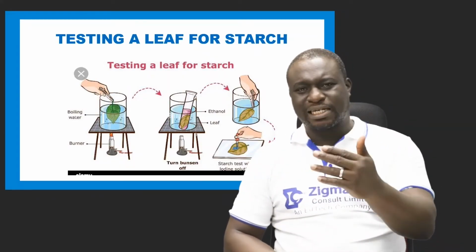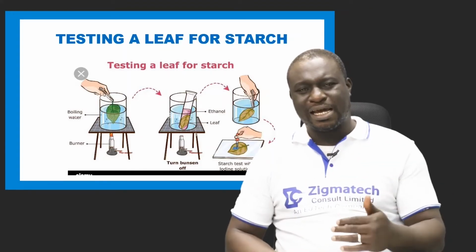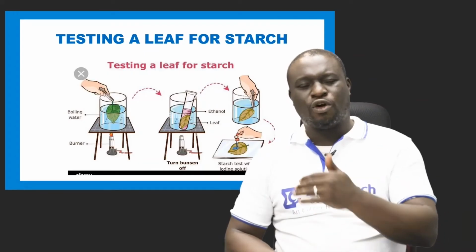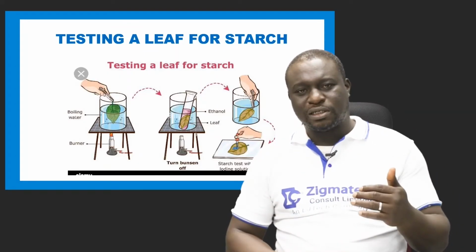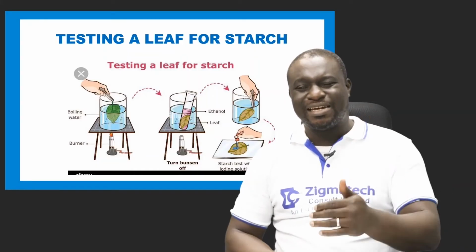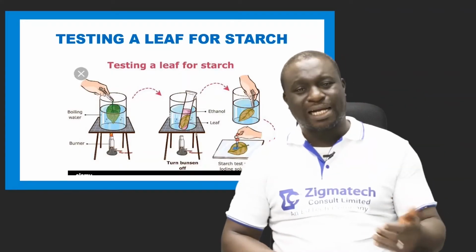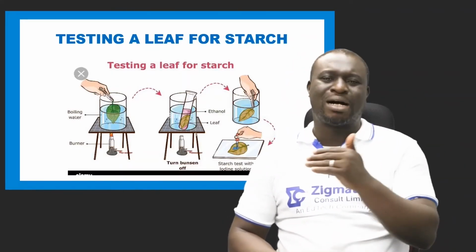For instance, in this case, testing a leaf for starch, we can say one of the aims is to demonstrate that a leaf had undergone photosynthesis. Or you can also say the aim is to test a leaf for starch. That is the aim. Now, the next thing is the apparatus or materials.